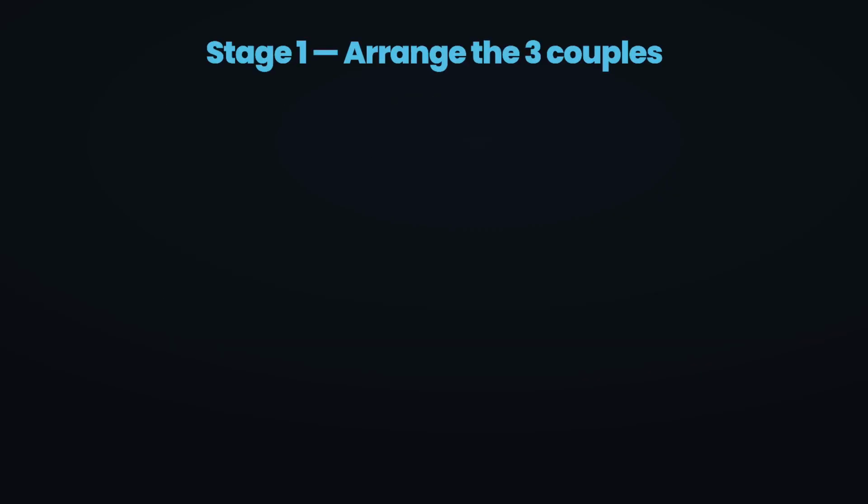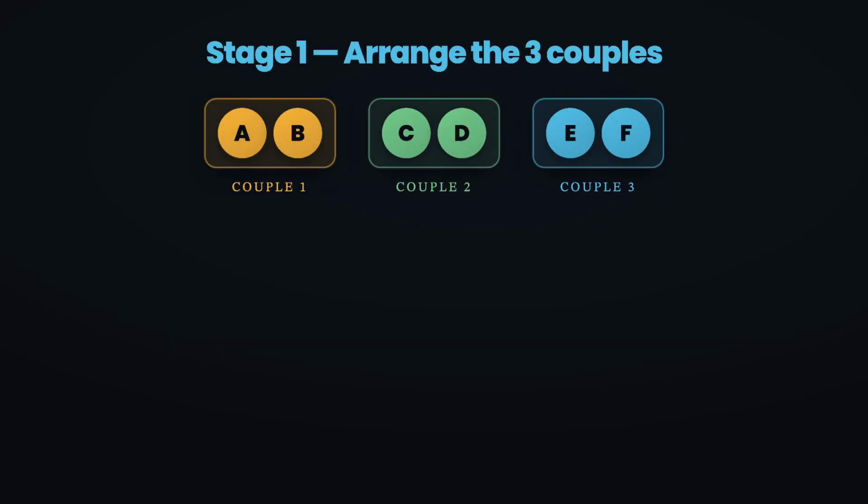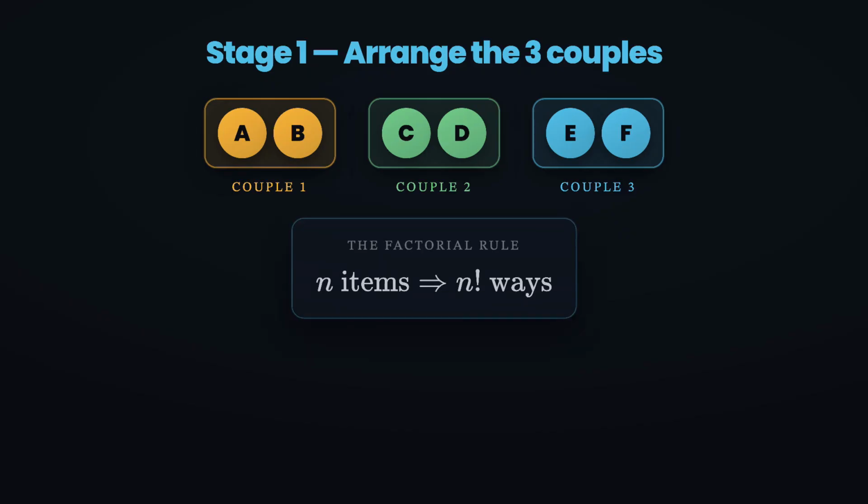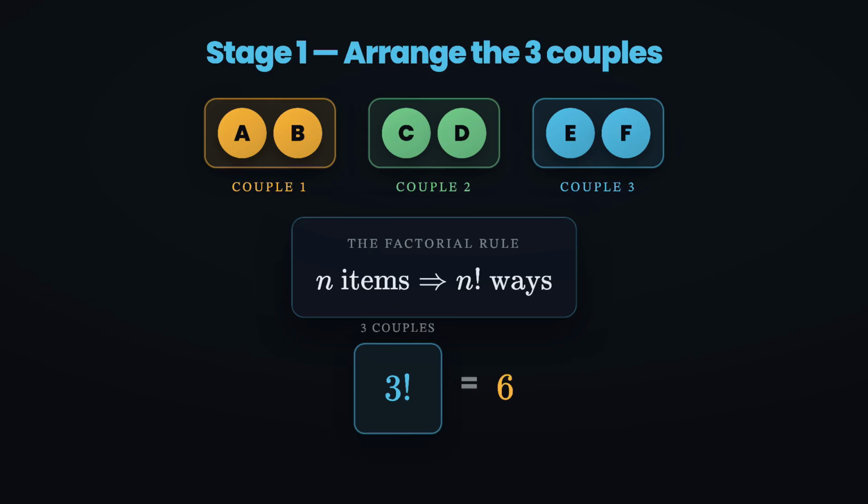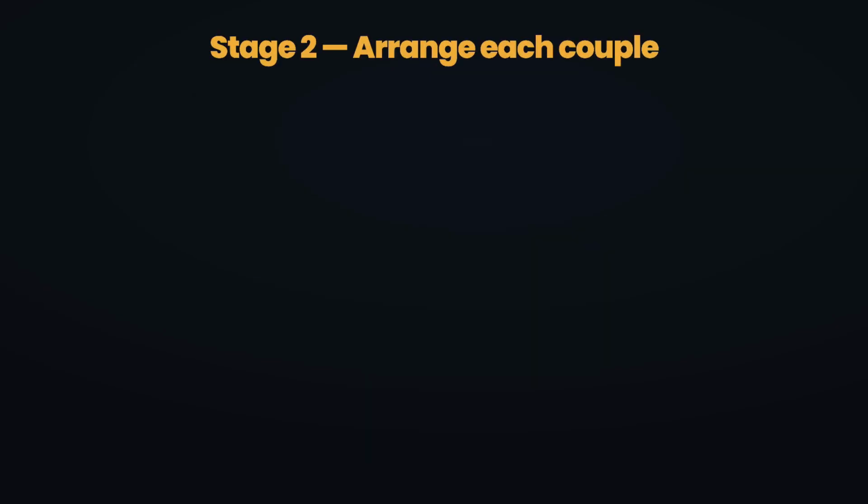Alright, now let's do stage 1. We have 3 couples and we need to figure out the number of distinct orders they can sit in. We know from the factorials video that to arrange a group of n, there are n factorial ways. So to arrange 3 couples, there are 3 factorial, which equals 6 distinct ways. Alright, now let's do stage 2.